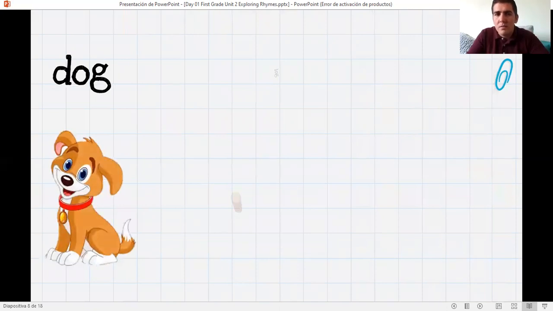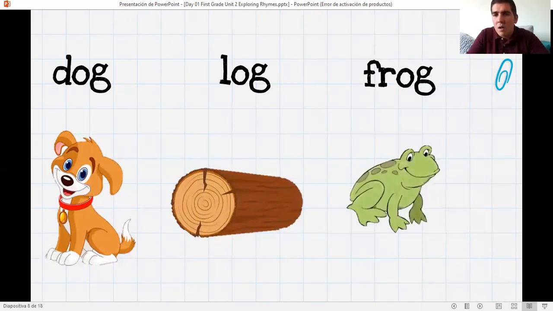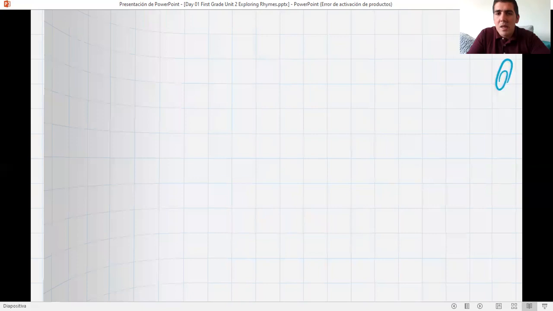Dog, log, frog. Do you notice the similar sounds? Where's the rhyme? Dog, log, frog. Och, och, och. These words rhyme. The next examples.